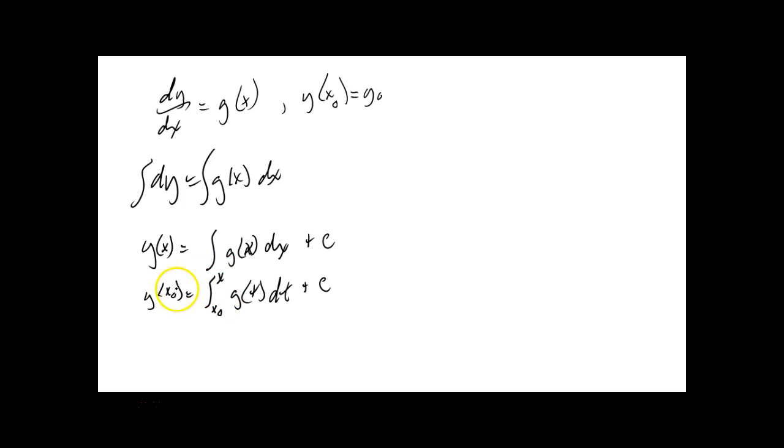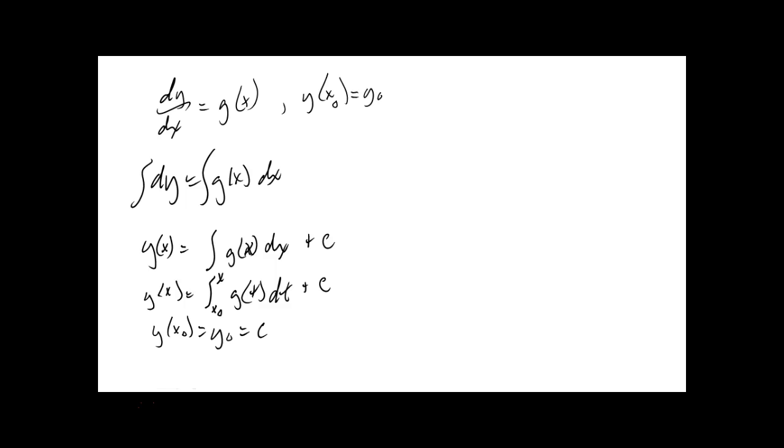When x is equal to x0, and this probably shouldn't be an x0 right here, not yet. y of x is equal to that. Now, when x is equal to x0, this integral goes to 0 because you're integrating from x0 to x0. So that means your y of x0, which we know from up here is equal to y of 0, is your c. Then we plug it back in here.